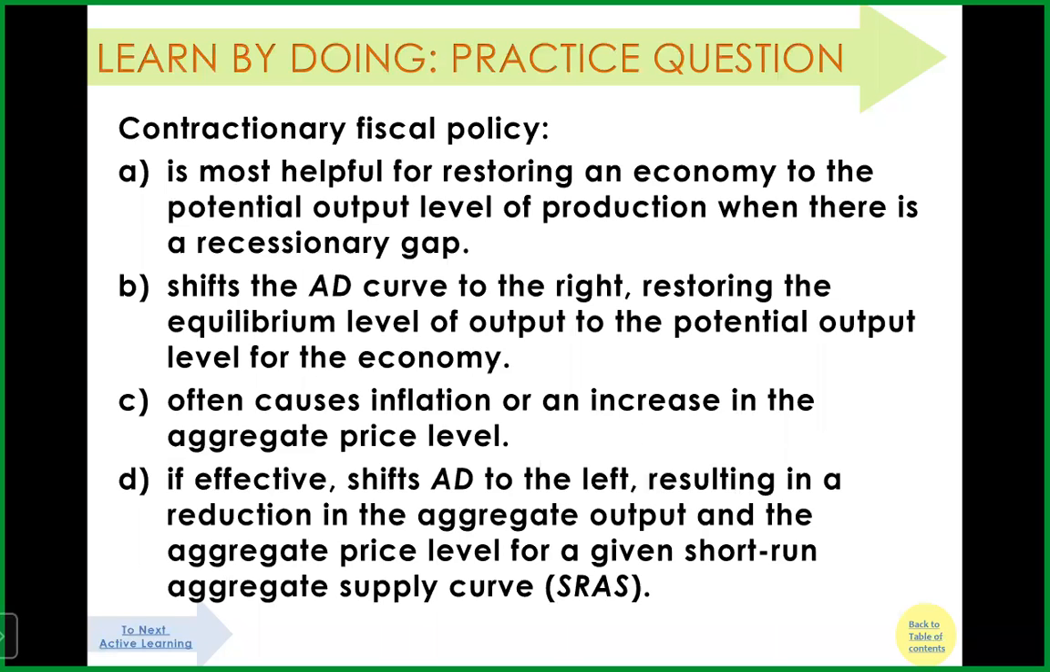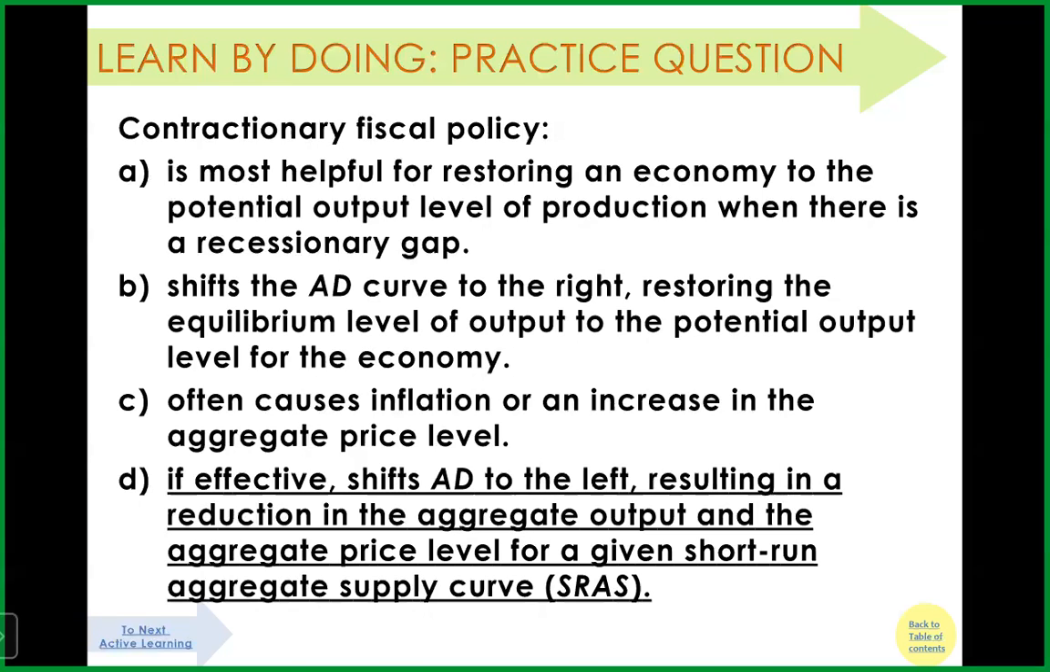That's exactly opposite, right? With contractionary fiscal policy, usually you need to reduce spending and increase tax. B, shift aggregate demand to the right, restore the equilibrium. This is also not correct. C, often cause inflation. This is not right. D, if effective, shift aggregate demand to the left, resulting in a reduction in aggregate demand. That's correct. So D is correct. Make sure you understand what happens if there's an expansionary fiscal policy. It should happen exactly opposite.